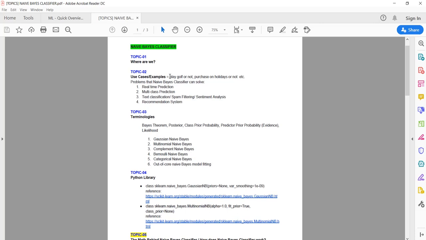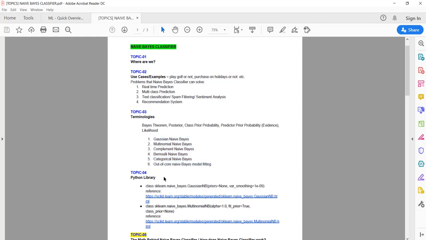So when we are looking into the mathematics, we will see these two examples. All right, we will basically focus on this one, and we believe that we can apply the same logic for this kind of use case. So topic 3, we will see some terminologies like what is Bayes theorem, posterior probability, class prior probability, predictor prior probability, evidence, likelihood, and these are different types of Bayes classifier based on statistical distribution. So we will see those things later.